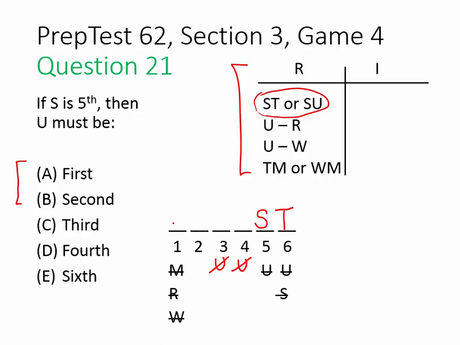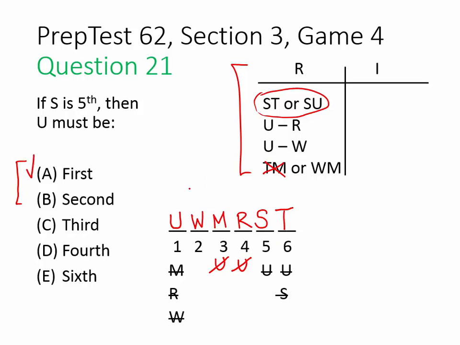So in the first one, we're going to place U in the first spot, and we're going to look at our other requirements. We need to find a spot for TM or for WM. There is obviously no spot for TM, so WM it is. We could place WM right here, and we can put an R right there, and that's looking pretty good. So A is a very promising choice.